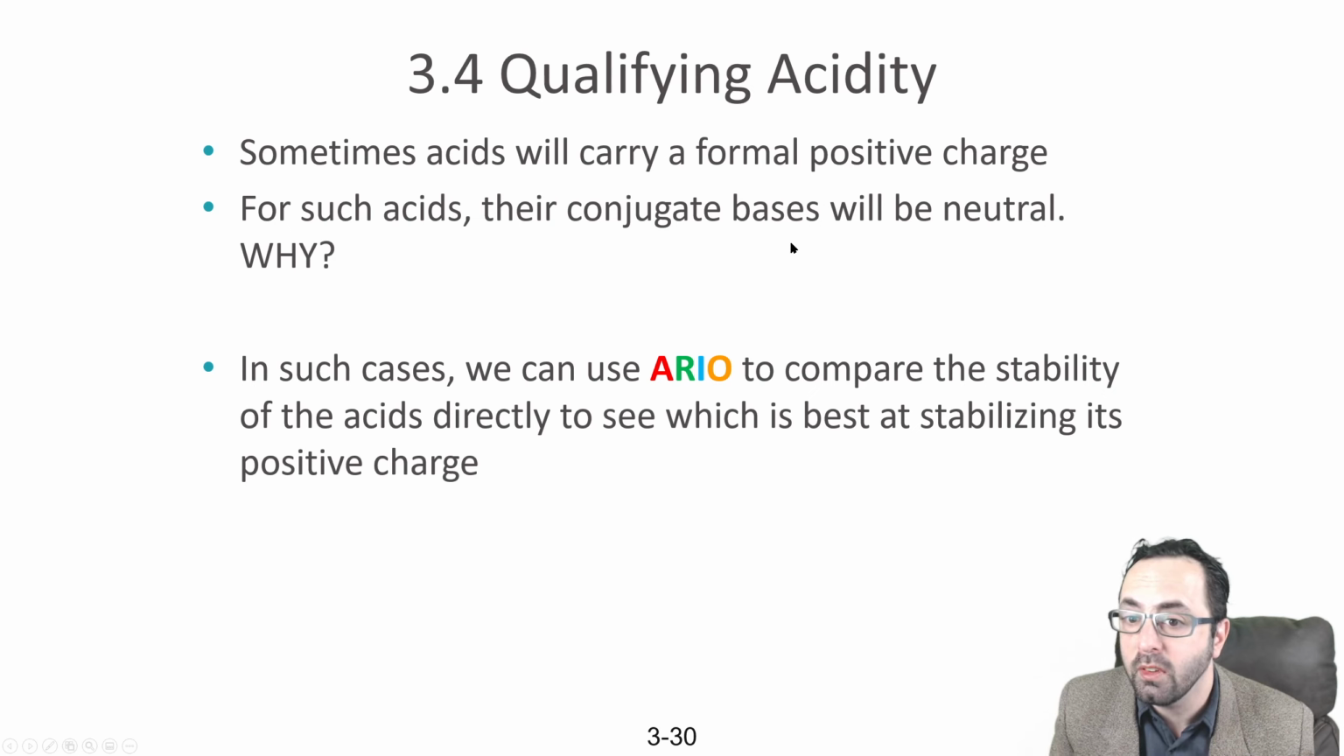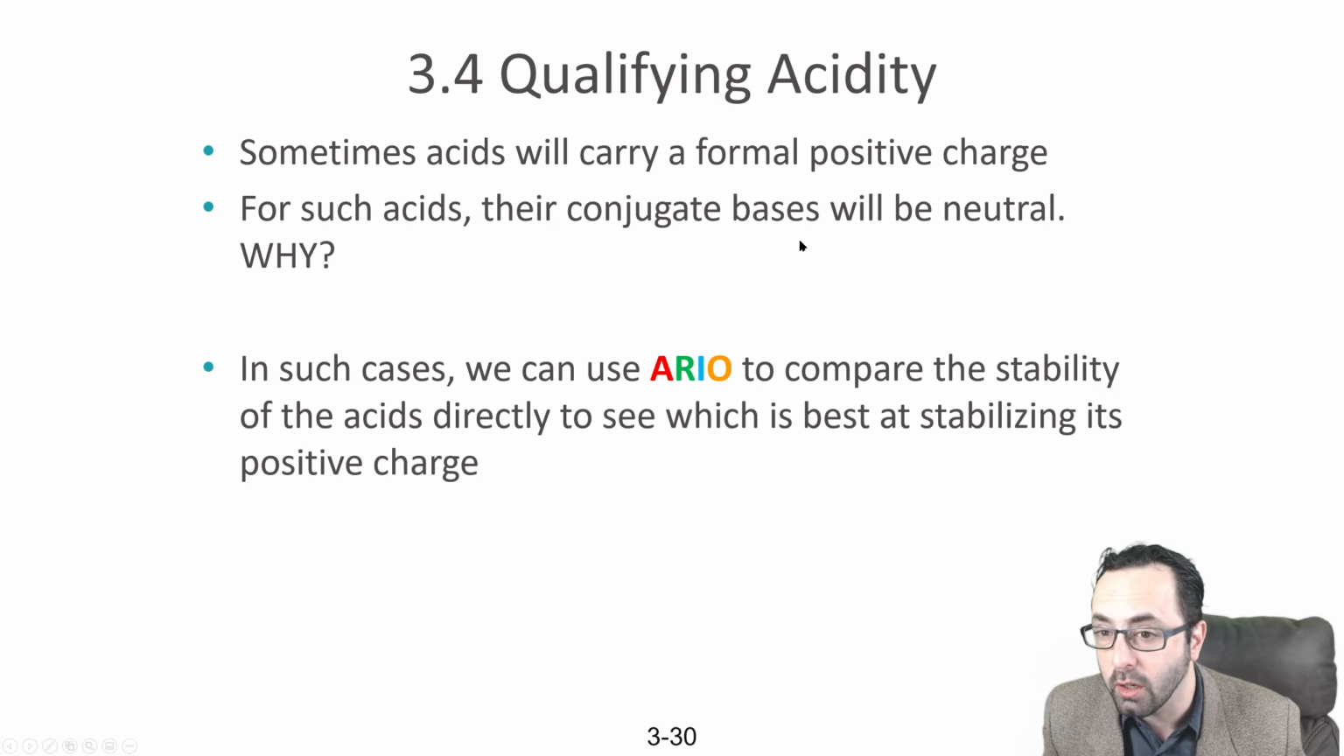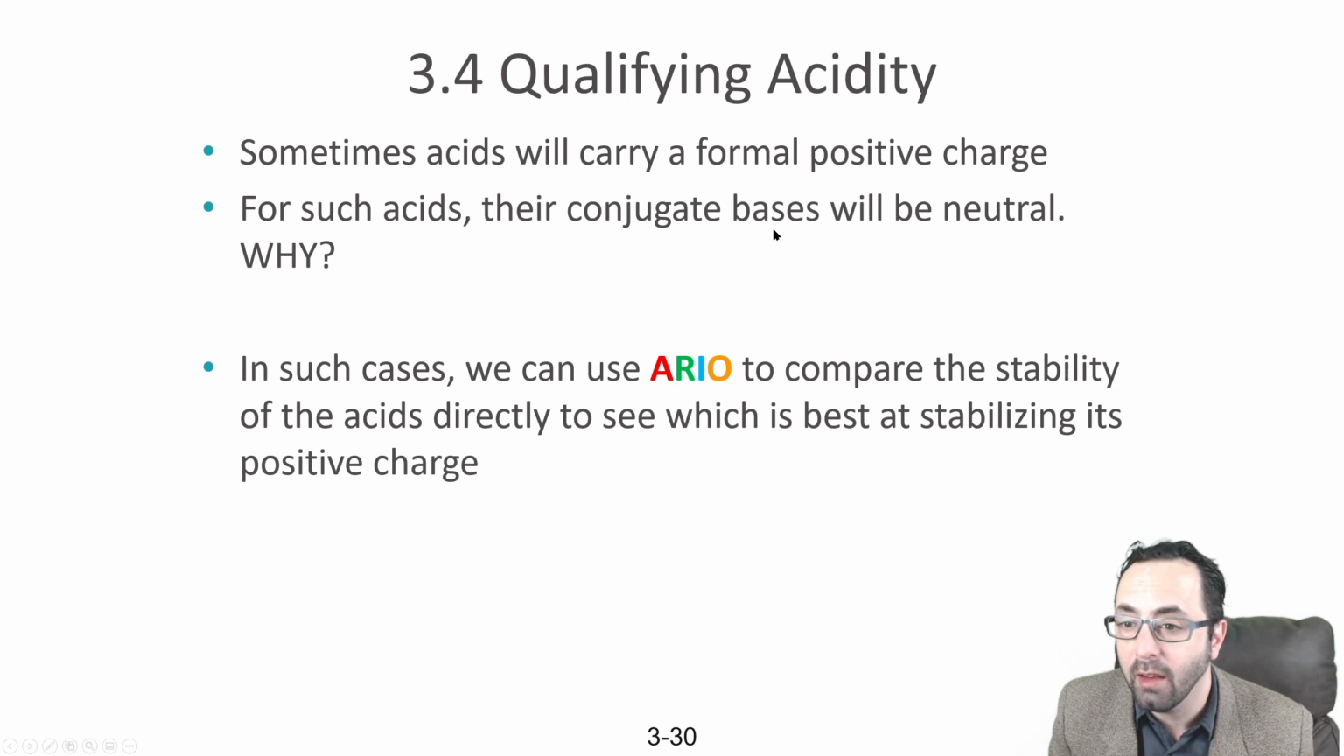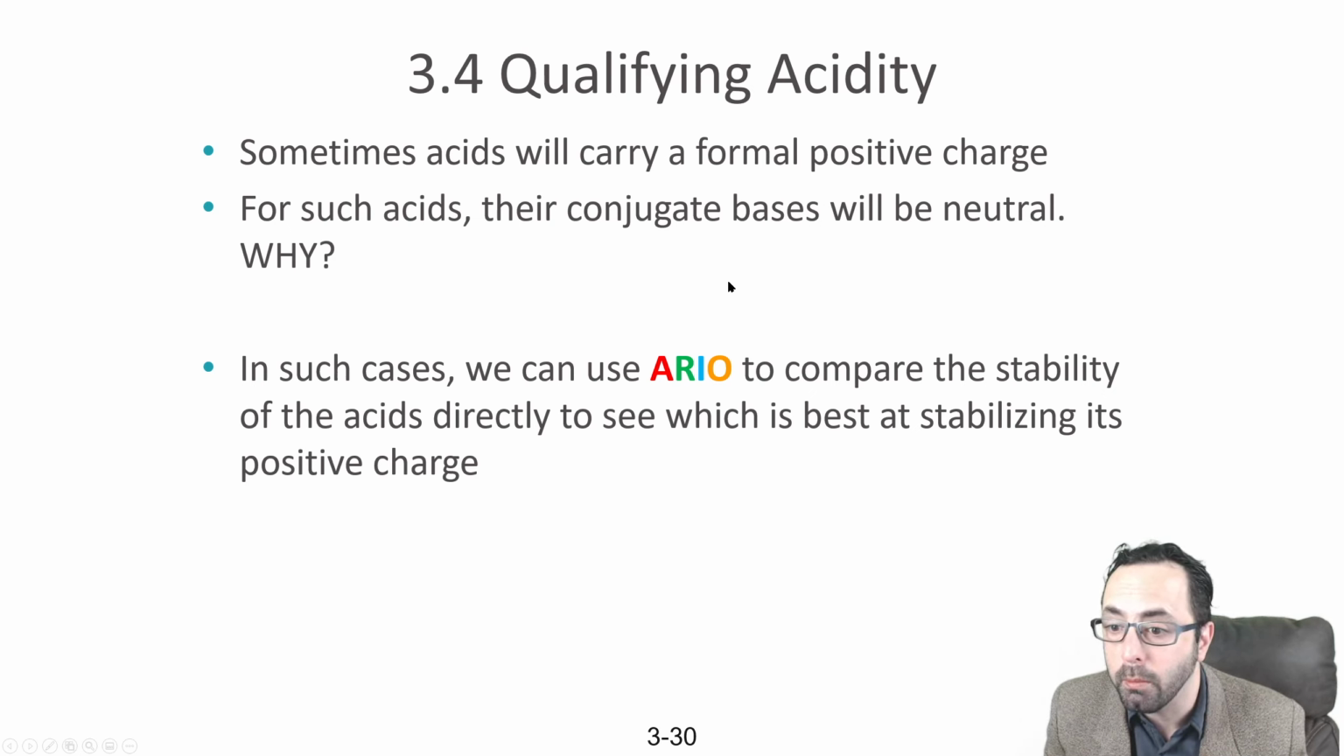So sometimes acids will have a positive formal charge. We've seen this in a couple of the examples on the pKa table. When they have a positive formal charge, their conjugate bases will be neutral. And we can use RIO to compare the stability of acids when they're neutral as well, and see which is best at stabilizing the positive formal charge.